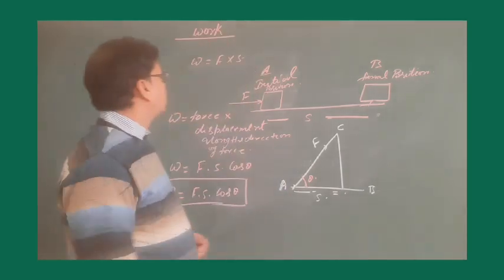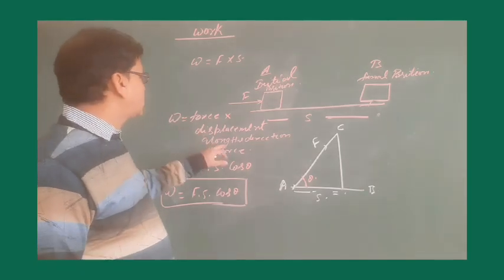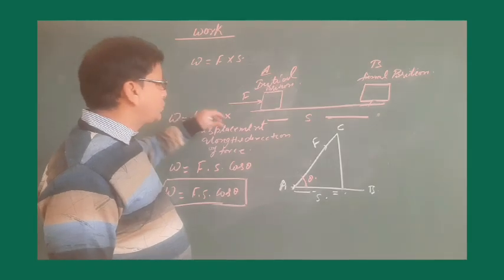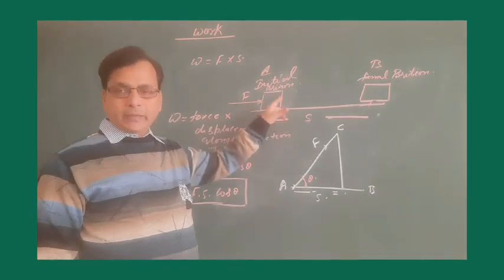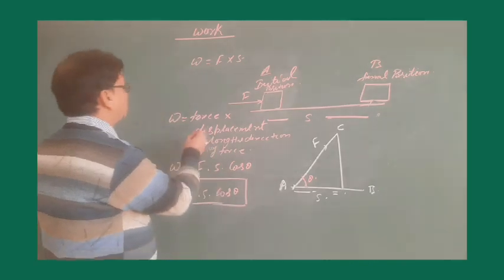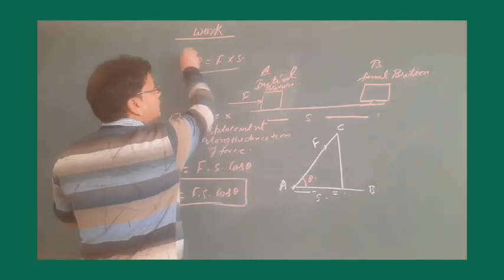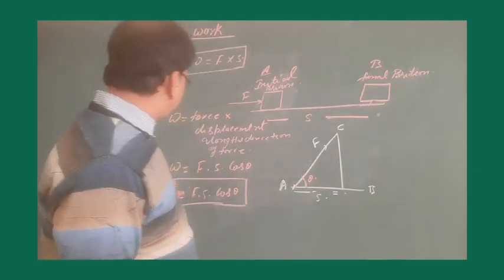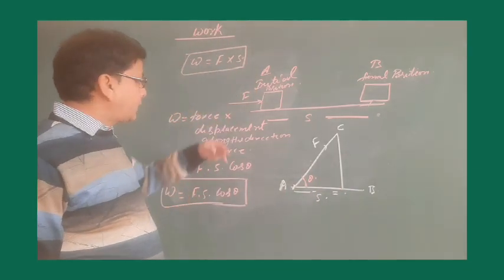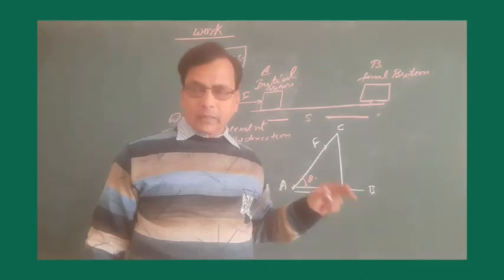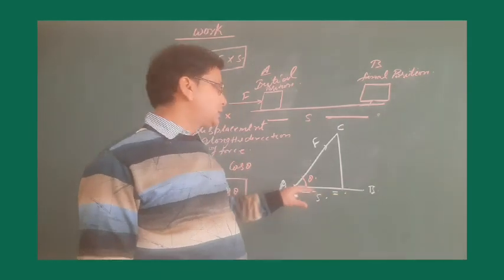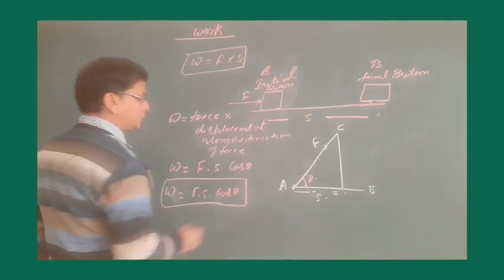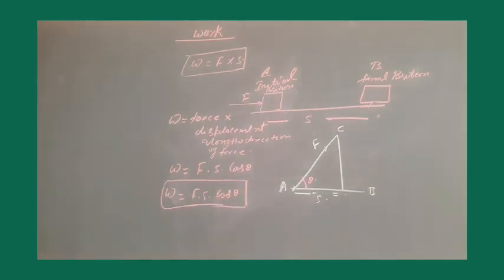There are two formulas. First, work done equals force and displacement along the direction of the force, when the object moves horizontally along the direction of the force. The formula in this case is W equals F into S. And if the force acts on any object and the object does not move along the direction of the force, in this case the formula is W equals F into S cos theta. Clear?